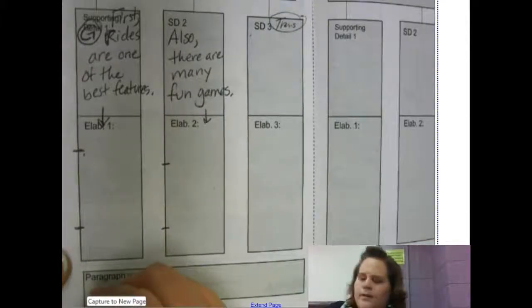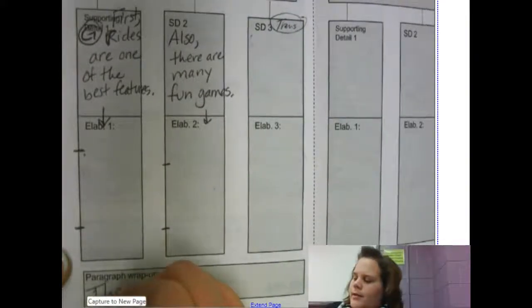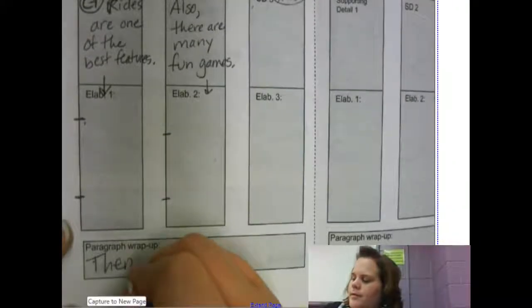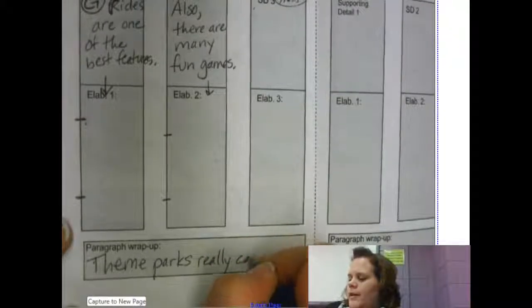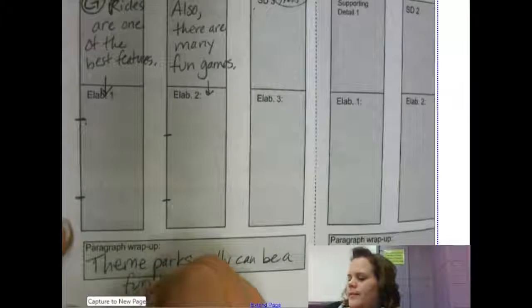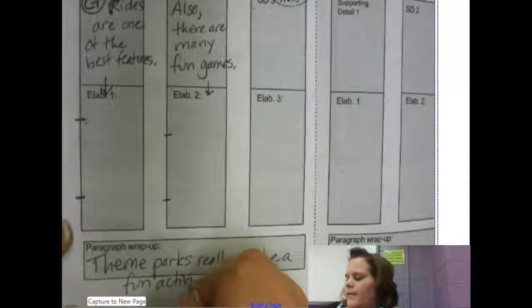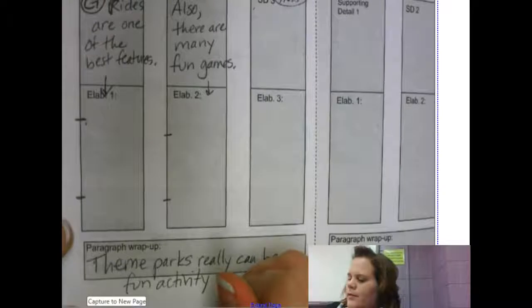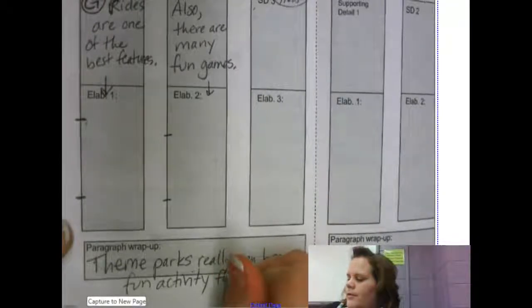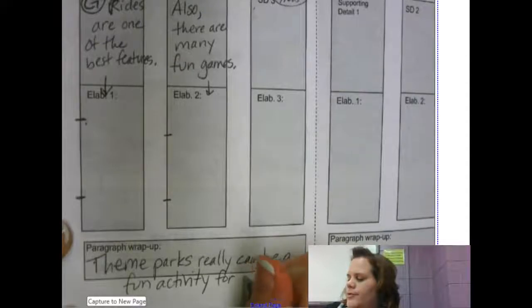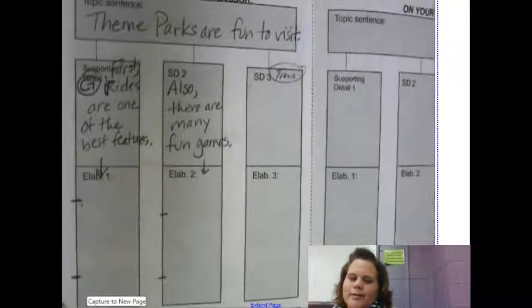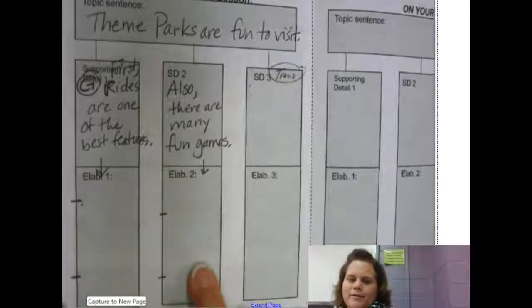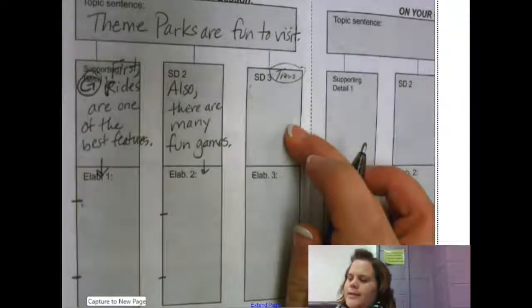So, theme parks really can be a fun activity for teenagers or kids or something like that. Okay, so go back through this and work on your elaboration of these two points. Come up with one point by yourself and elaborate that.